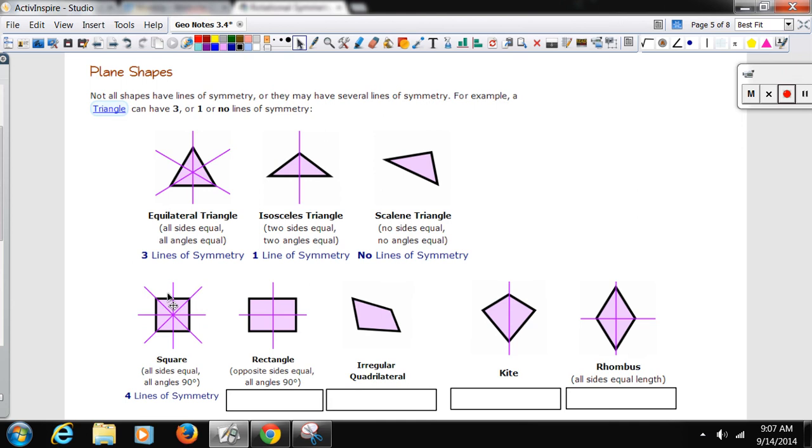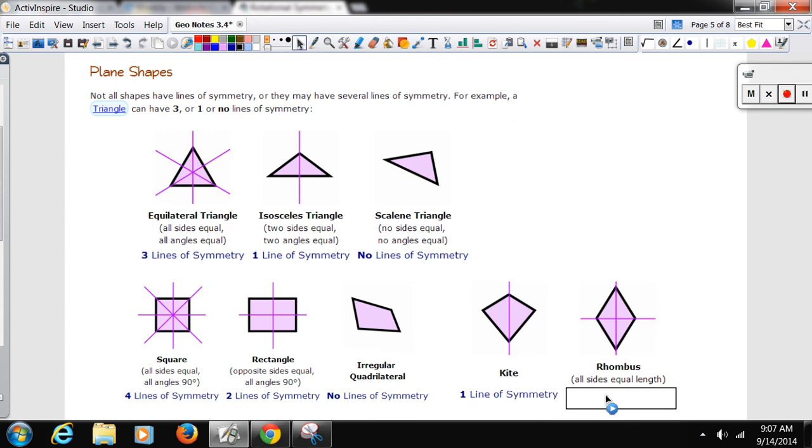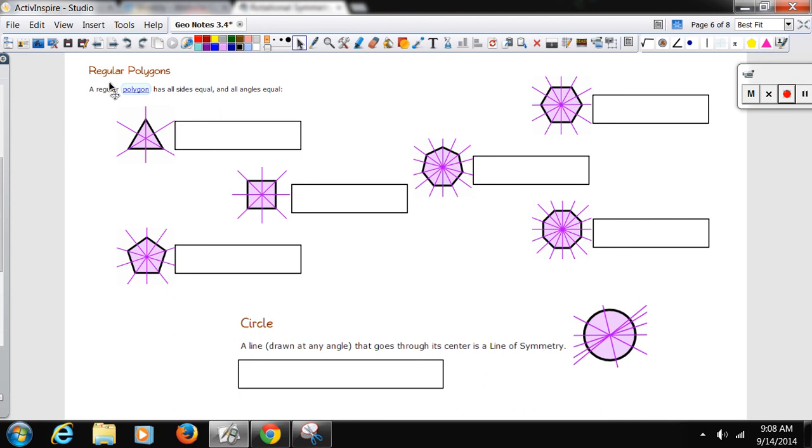A square will always have 4 lines of symmetry, the 2 diagonals and then the horizontal and the vertical. Rectangle, only 2. The diagonals don't work in a rectangle because all 4 sides aren't the same length. No lines of symmetry in an irregular quadrilateral. But a kite would have exactly 1 line of symmetry. And a rhombus, where all 4 sides are equal, kind of like a square but without the right angles, would have 2 lines of symmetry. You wouldn't have your horizontal and vertical in this one. So those are just shapes that have lines of symmetry where one side would fold on top of the other side.